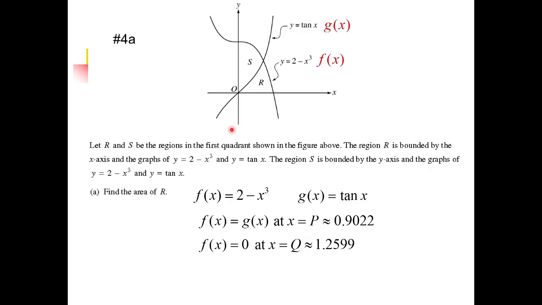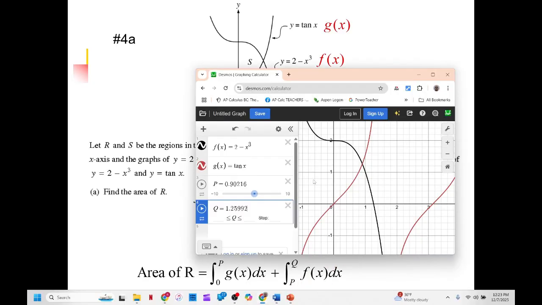All right, so I need an integral to get this R area. To get the area between 0 and this first x value p, so integral from 0 to p, I'm going to need the top function minus the x-axis here. So that's going to be g of x minus 0, which I can just write as g of x dx. Next, I'll need an integral from p to q, and that's going to be using the f function instead, so f of x dx.